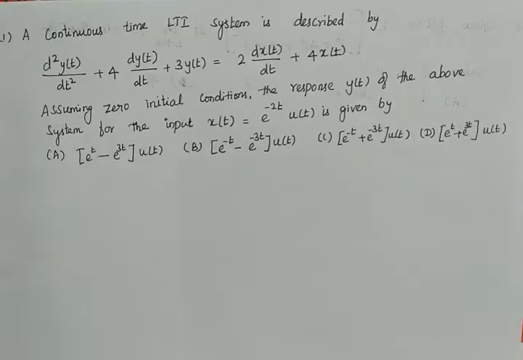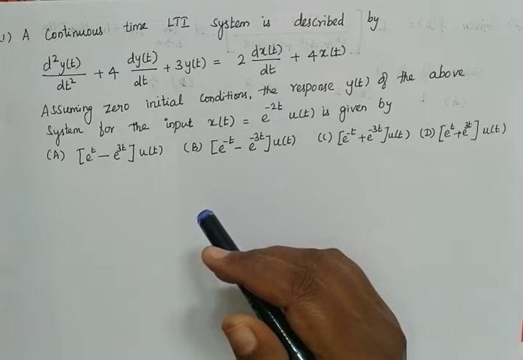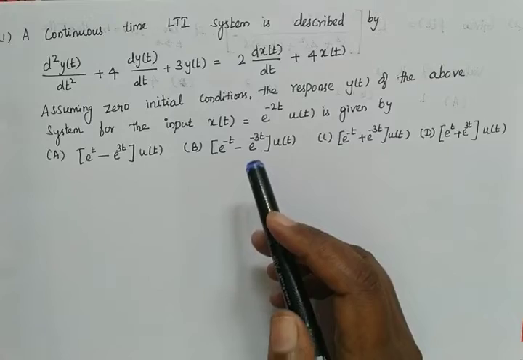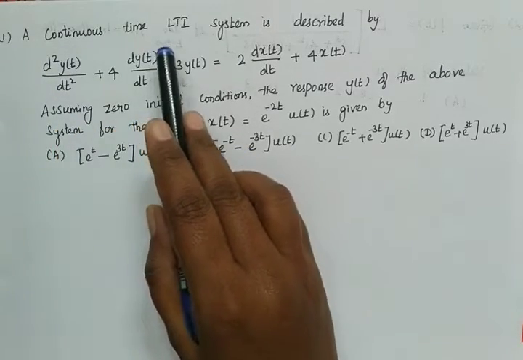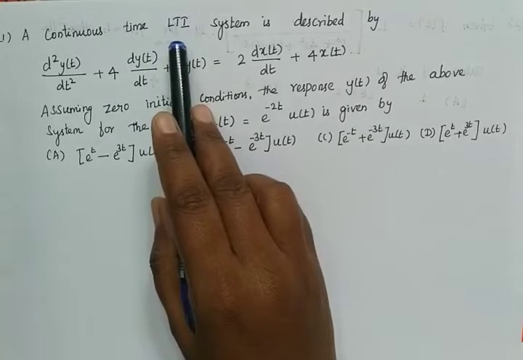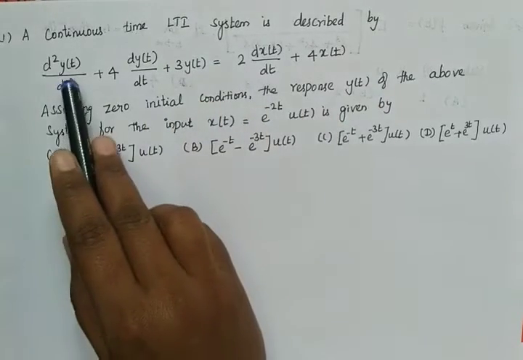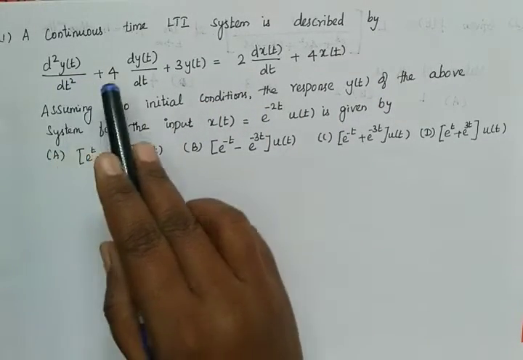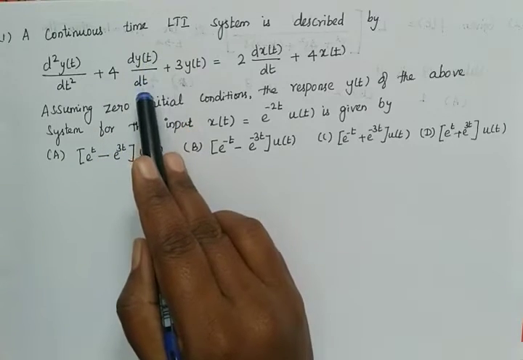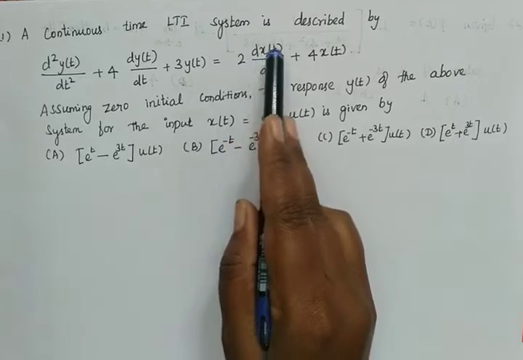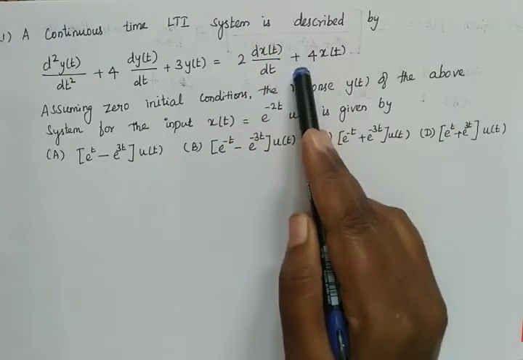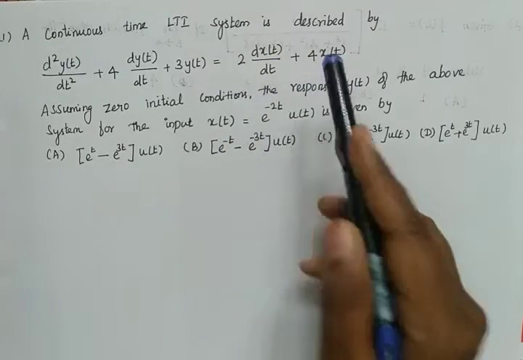Good morning. Today we will see a few previous year GATE problems in signals and systems. A continuous time linear time invariant, that is LTI, system is described by d square y of t by dt square plus 4 dy of t by dt plus 3y of t, which is equal to 2 into dx of t by dt plus 4x of t.